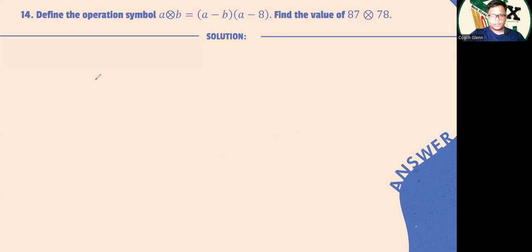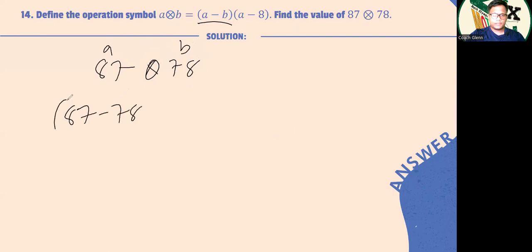So for this one, 87 operation 78, then our A is 87 and our B is 78. So we need A minus B first. So we need 87 minus 78. And then multiply that with A minus 8. So we need 87 minus 8. Okay. 87 minus 78, that's equal to 9.